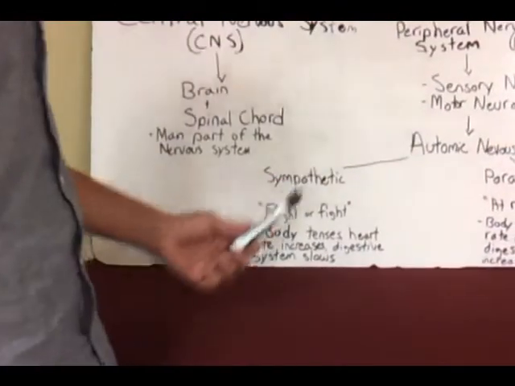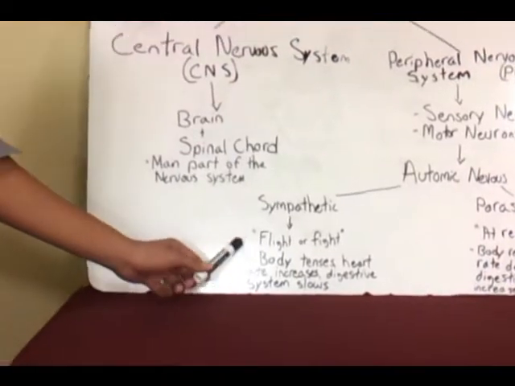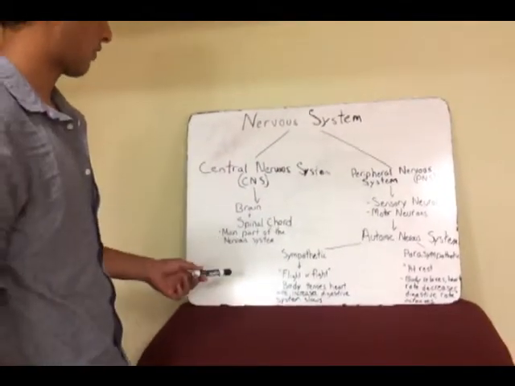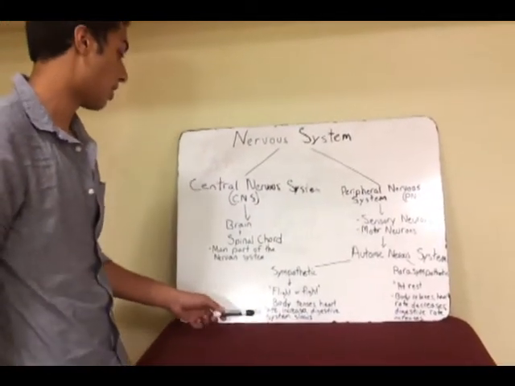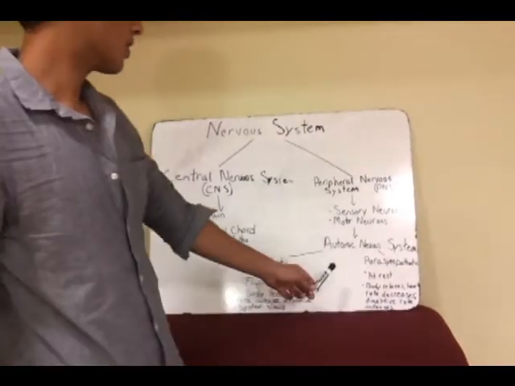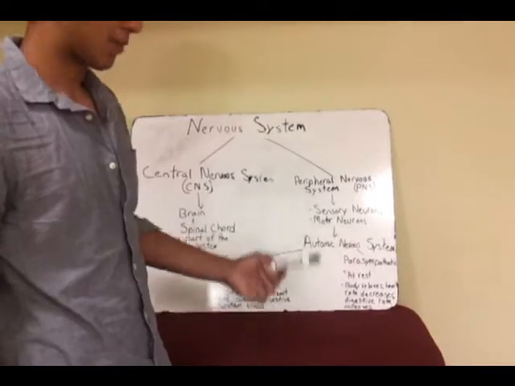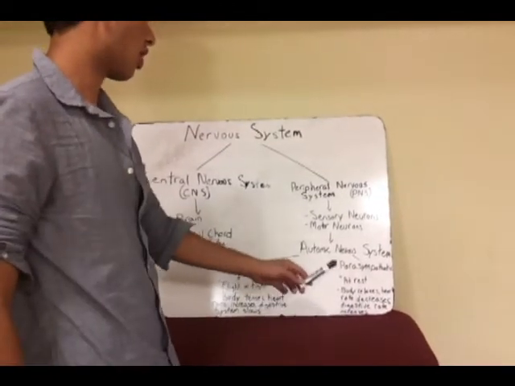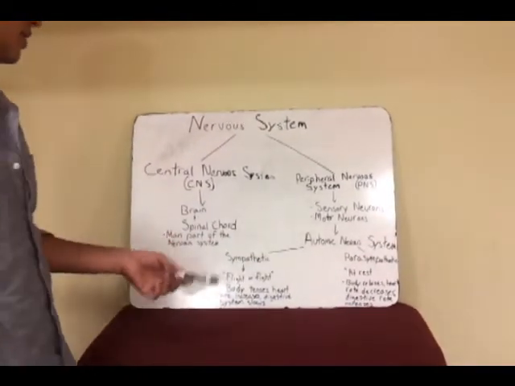The sympathetic response is basically the fight or flight response, when you have an adrenaline rush, your body tenses up, your heart rate increases, and your digestive system slows down. Then you have your parasympathetic, which is your at-rest response. Your body relaxes, your heart rate decreases, and your digestive rate increases.